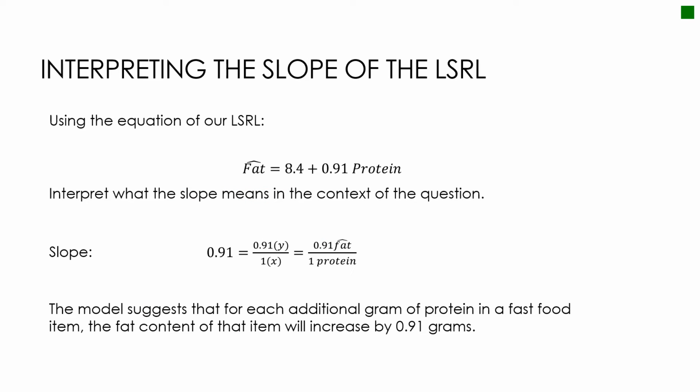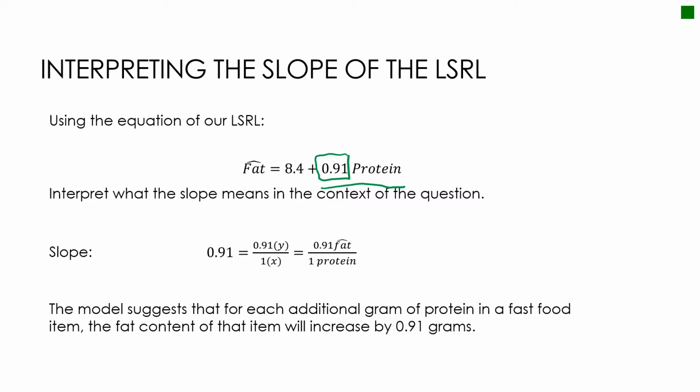Other things I might ask you about your least squared regression line is to talk to me about what the slope means, or what the y-intercept means. So in this case, I'm looking at the slope. We hopefully all know that the slope here is the 0.91, and if you're ever unsure, remember, if it's written in the correct format, it's always the second value. But even if it's not written in the correct format, we know it's always the one being multiplied by x.